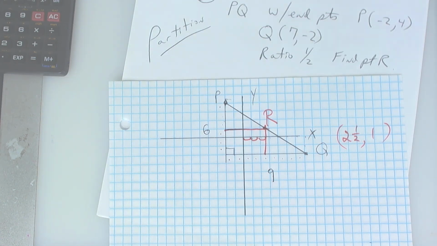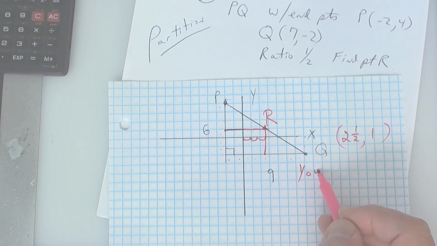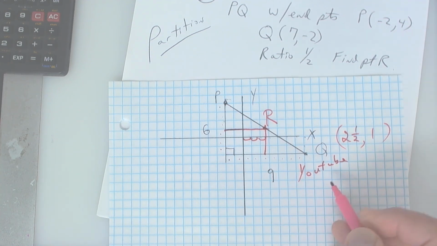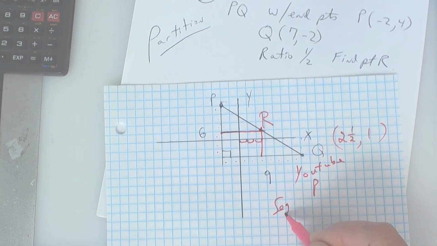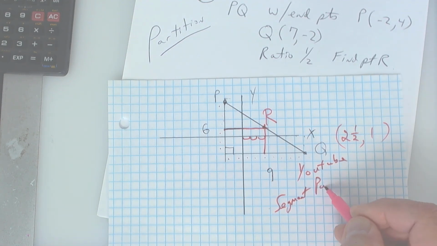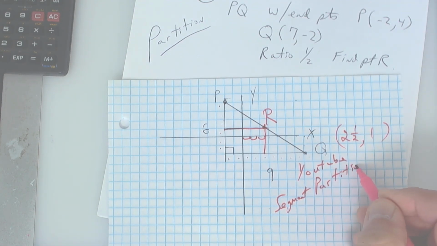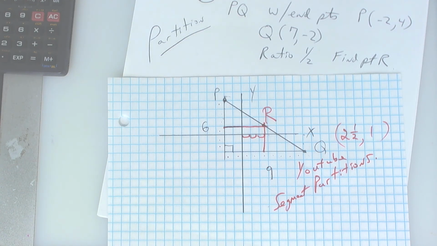Now, let's say you're like Mr. Studious person, and you want to really know how to do this. Go to YouTube. And what you want to look up is partition segment, partition. Write it down. That's the name of it. If you want to do some on YouTube, they're there. Okay. All right, guys, I'm just trying to help you here.